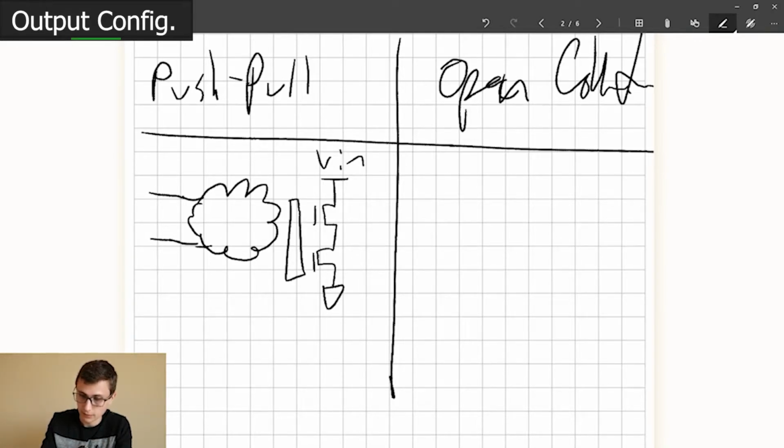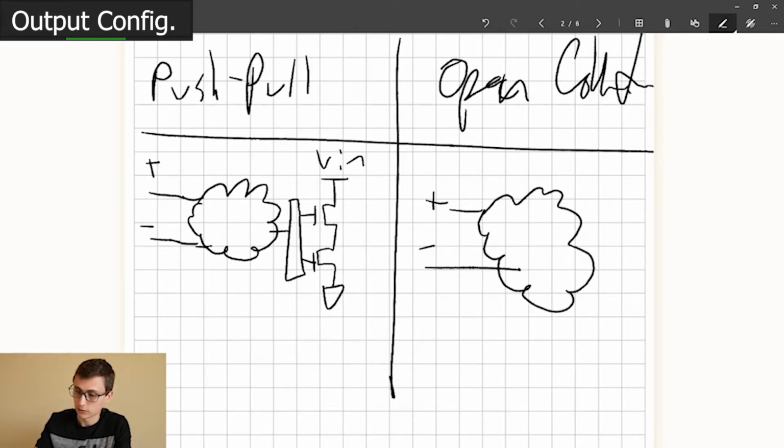And that is a push-pull comparator. For an open collector comparator, what you would have is your positive and your negative. It would go into your logic cloud of circuitry, and it would come out to only a low side transistor. So this would be our output.